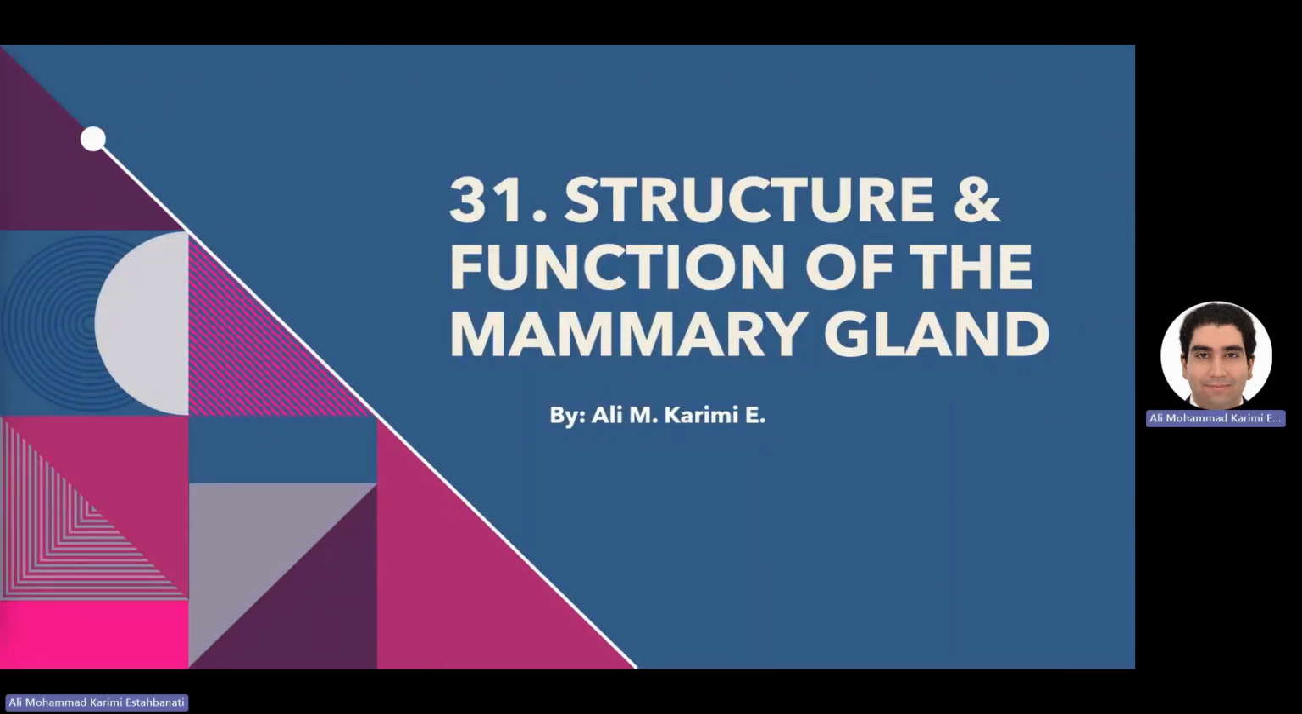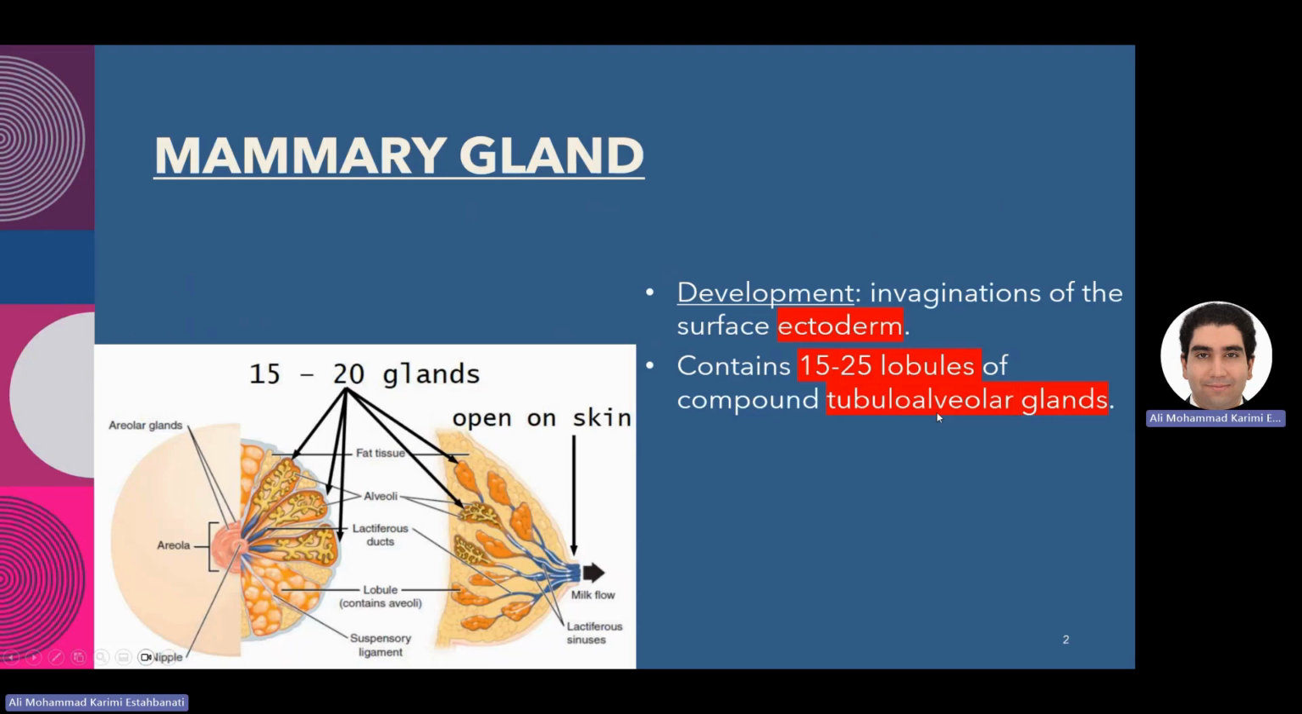Today's session is about structure and function of the mammary gland. Let's dive into it. So, the mammary gland, just some general info about it is that its embryonic origin is from the surface ectoderm, and it basically contains about 15 to 25 lobules of the tubuloalveolar gland. Now, I know it's written 20 in this picture, but it's 25.